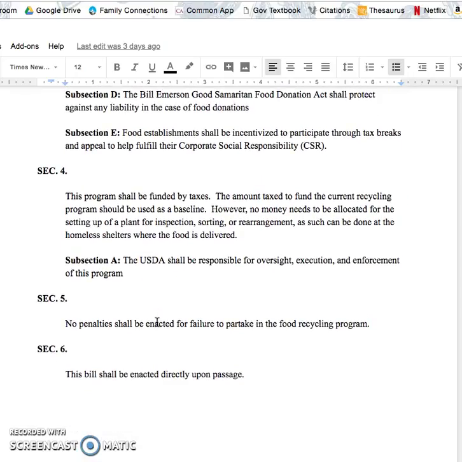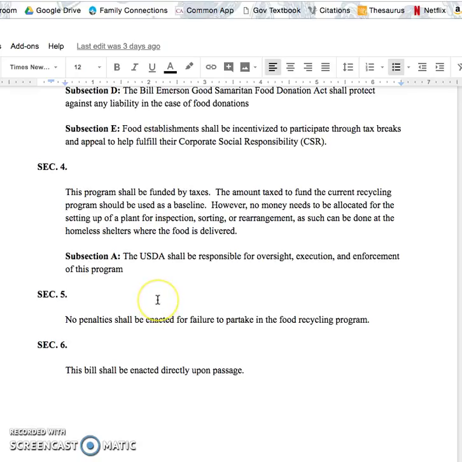And then Section 5 talked about the penalties in the case that someone does not follow this proposed law. In my case, I enacted no penalties because it is not fair to punish someone for not having extra food to spare. However, as mentioned before, I did include incentives to help incentivize people to participate. And then Section 6 talked about when this bill should be enacted. This bill should be enacted directly upon passage because I did not have a specific timeline I was working with.